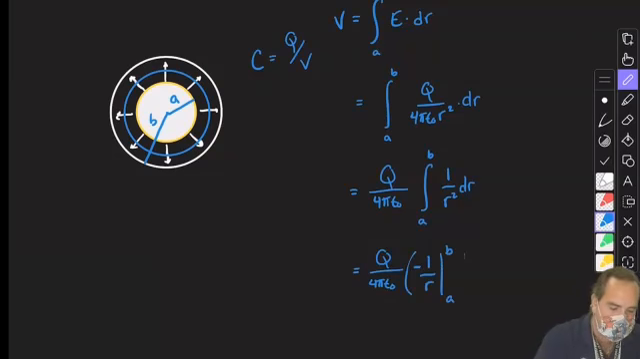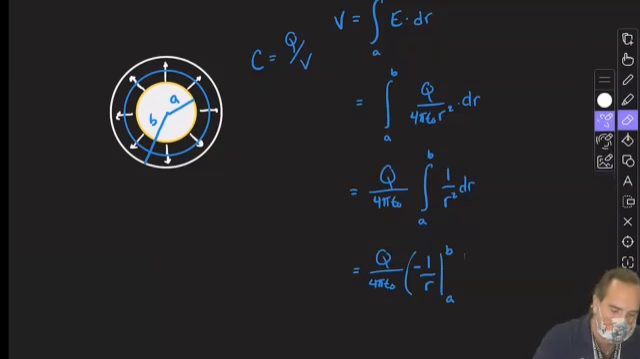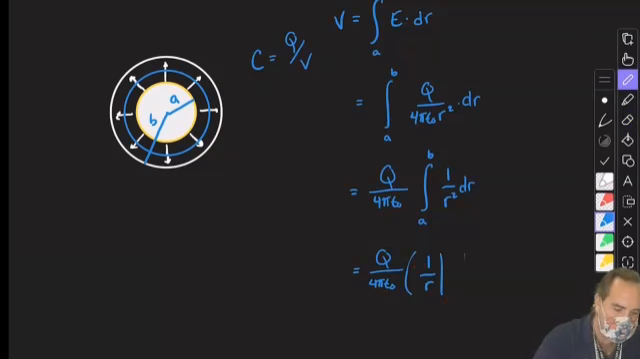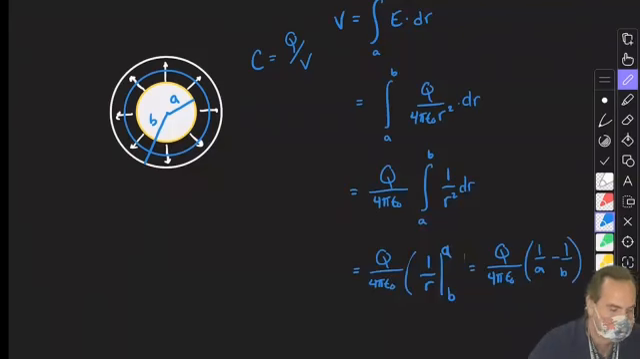So what I'm going to do instead, you've probably never seen this, but I'm going to get rid of the negative sign and just flip the limits. It's something you can do. It just changes the order of your subtraction, which is going to give me Q over 4 pi epsilon naught times 1 over A minus 1 over B. That's my electric potential.